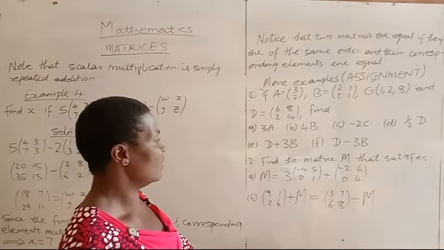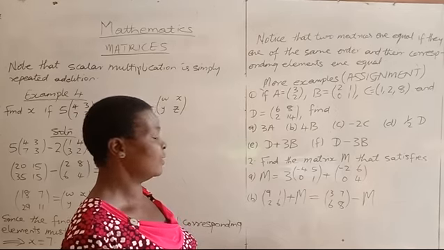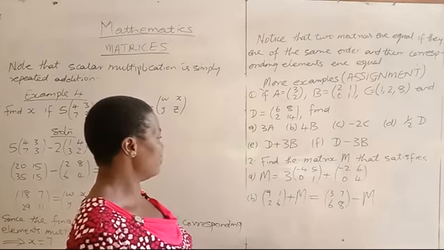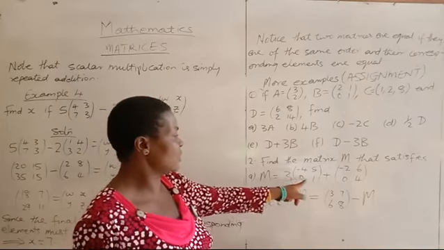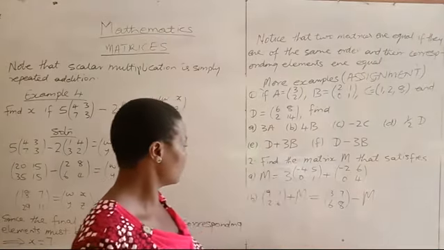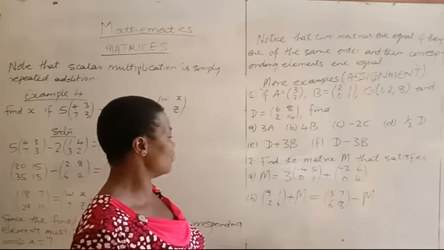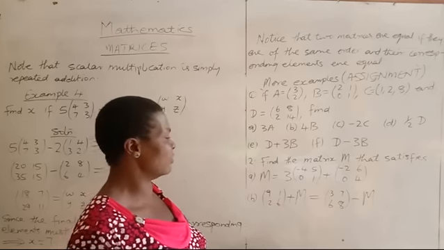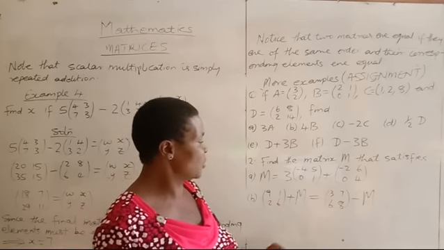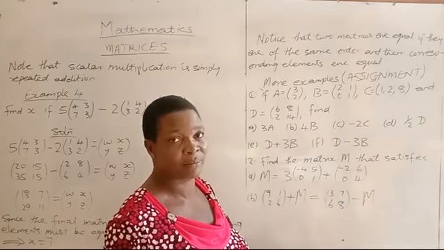Number 2, find the matrix M that satisfies: A, M equals 3 into this matrix plus this. B, matrix with elements 9, 1, 2, 6 plus M equals matrix with elements 3, 7, 6, 8 minus M.